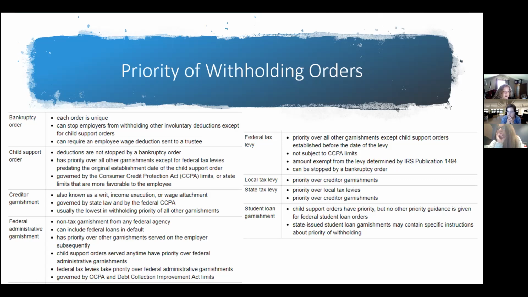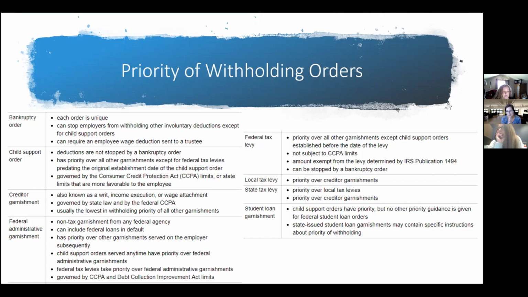Federal tax levies have priority over other garnishments except child support. Again, child support is king. I know I've said that a million times. That being said, a federal tax levy can be stopped by a bankruptcy order. Local tax levies have priority over creditor garnishments. State tax levies have priority over local tax levies and creditor garnishments.